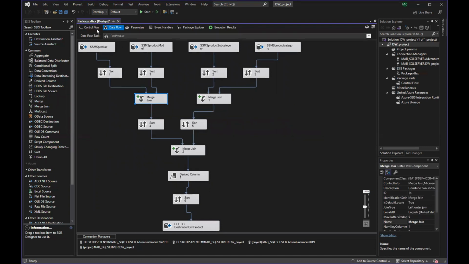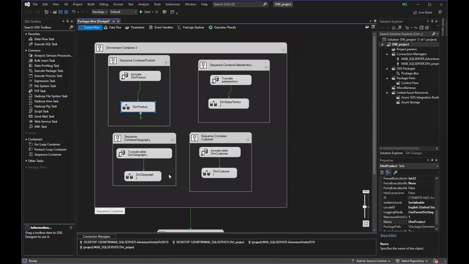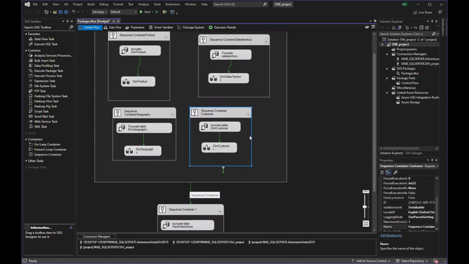So let's move to DimGeography. I made DimGeography with the intention of making a map in Power BI, but unfortunately it doesn't work. And DimCustomer, I also made it, but I chose it from AdventureWorksDW 2019.